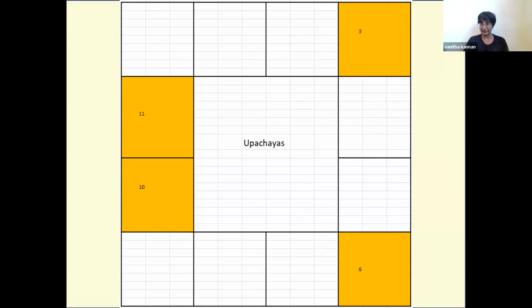From here, find the 7th house. Makara. 5, 6, 7, Makara. Okay. Now find the 10th house. Mesha. 8, 9, 10. Okay. Is this much clear?